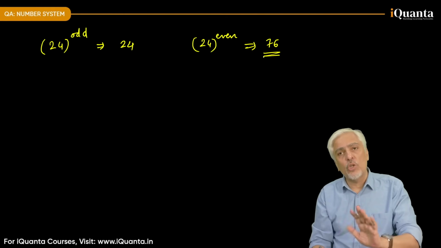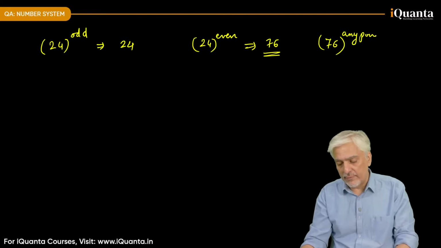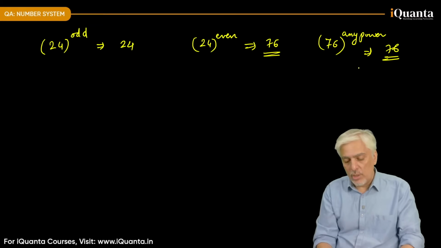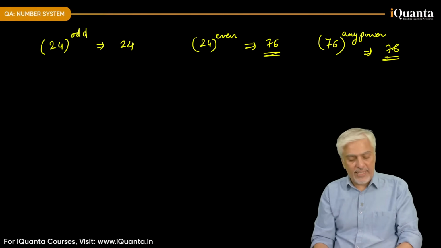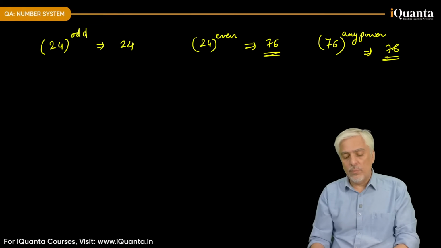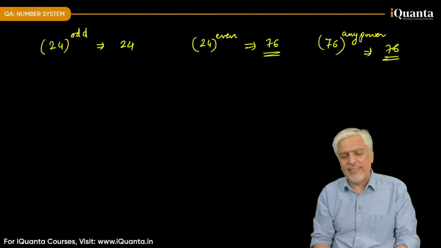24 क्यों दे रहा हूं समझाऊंगा वो भी. And 76 raised to any power will end in 76. ये तीन रूल समझ लो पहले. 24 raised to odd will end in 24. 24 raised to even will end in 76. 76 raised to any power will end in 76. Okay?